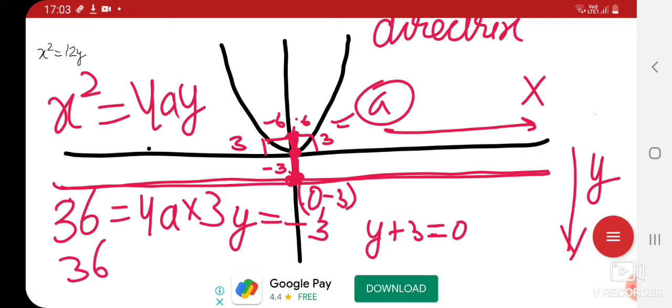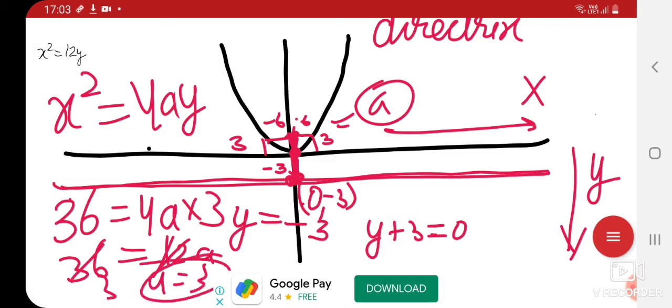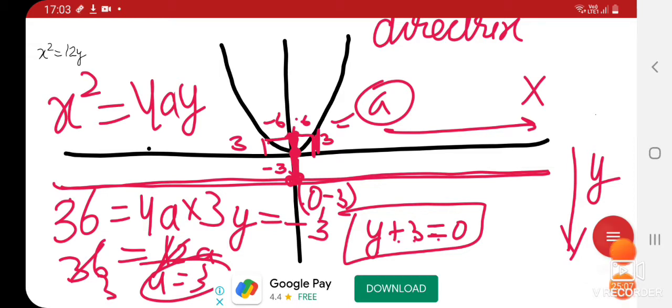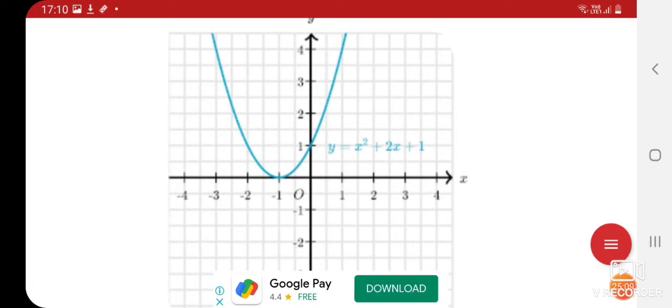This is y. Whatever y is into 3, that means 36 into 4 into 3 is what, 36 equals 12 into 8. This will cut out at 3. That means a will be taken out as 3. That means this distance is 3. Okay, simply you have got your equation for your directrix, that is y plus 3 equals 0.